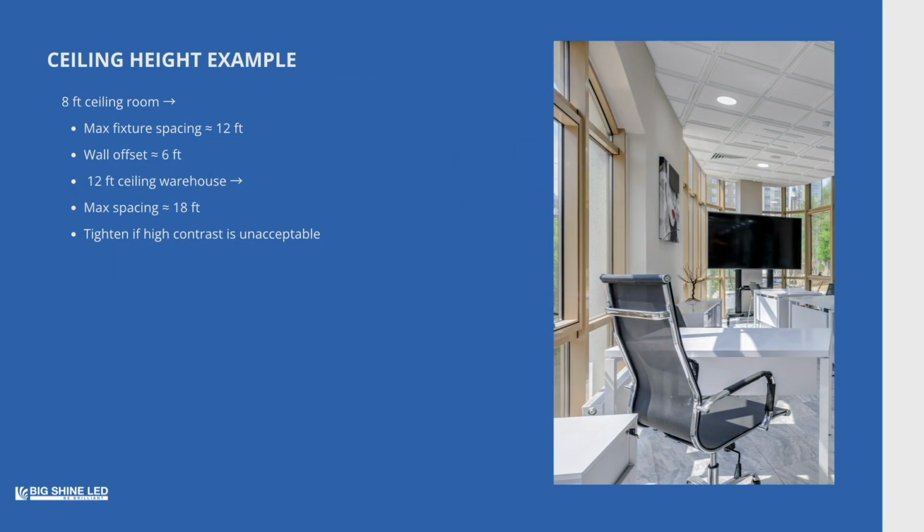Ceiling height example. To make it more visual, here's how ceiling height affects layout. In a room with an 8-foot ceiling, spacing between fixtures should max out around 12 feet. In a warehouse with a 12-foot ceiling, you can stretch that to 18 feet, but only if the fixture's light distribution supports it. If the space is used for detailed tasks, you may need tighter spacing or different optics. Always use the spacing ratio as a starting point and adjust based on beam spread and light levels needed.